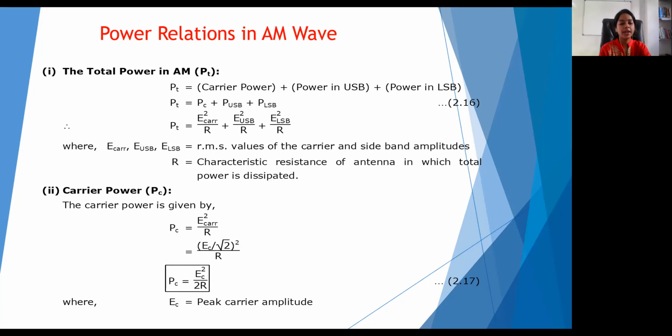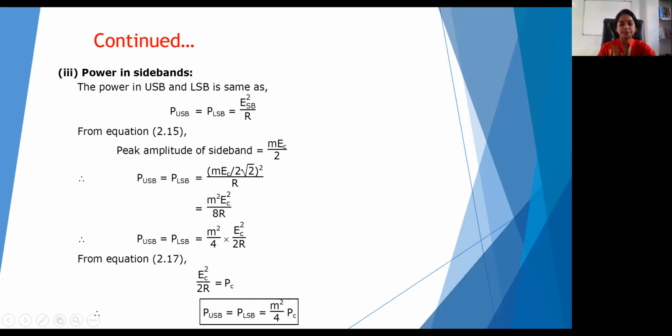Here we have carrier power as PC. This is E square by R. This is (EC root 2 by 2) whole square by R. So this can be represented as E square C by twice of R. Did you understand how we did this formula? E square, you derived it here. So power of carrier is represented as E square by twice of R. E is nothing but the amplitude.